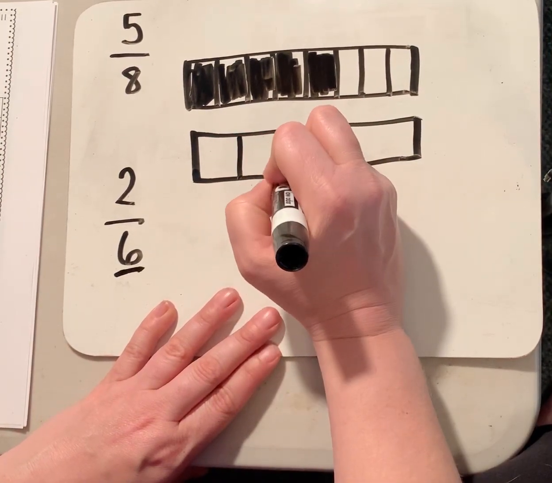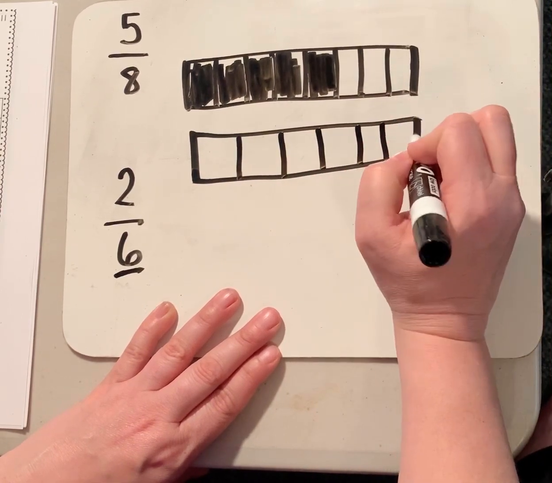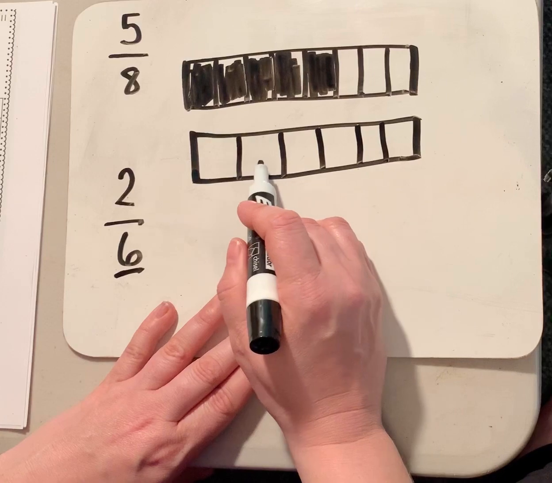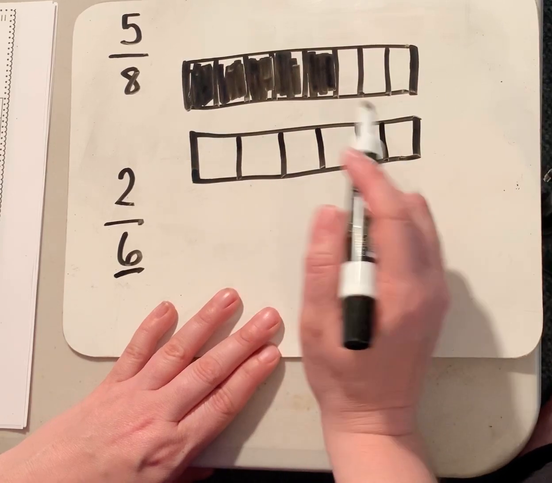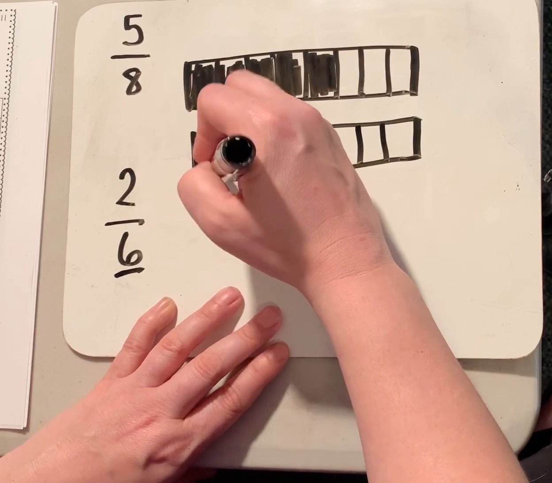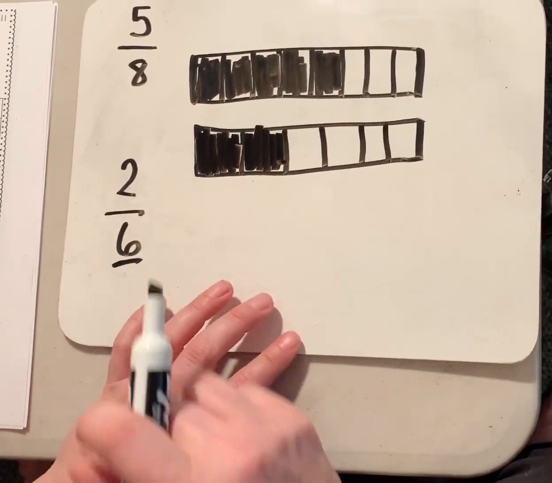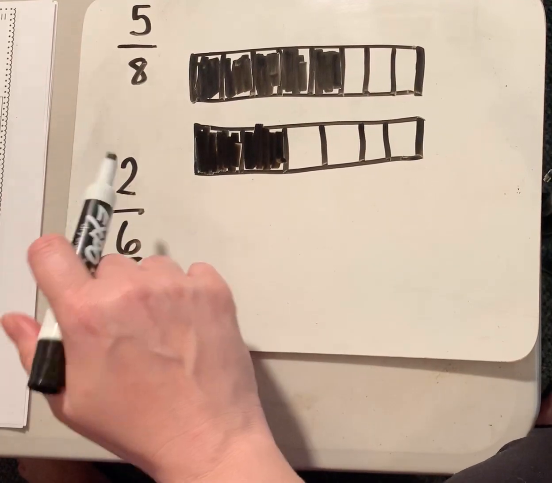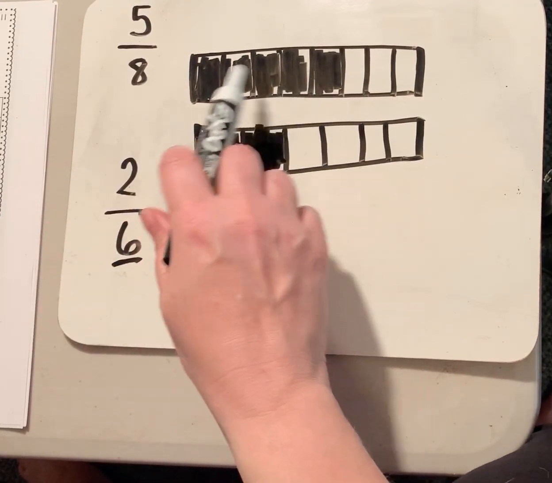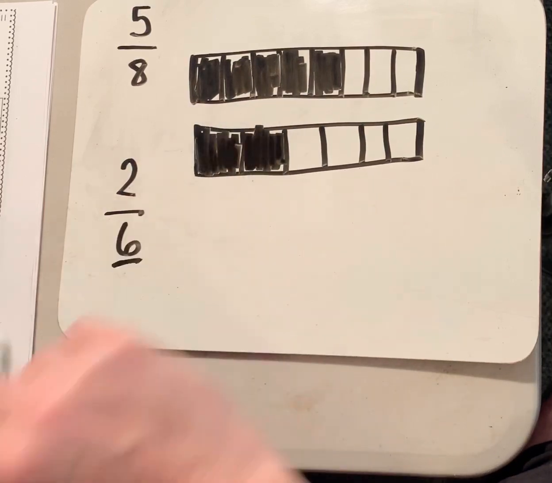1, 2, 3, 4, 5, 6. And then I'm going to shade in 2 of those pieces because that's what we're working with, 2/6 of this. Now, when I want to compare them, they're pretty similar, but clearly 5/8 is going to be greater than 2/6.